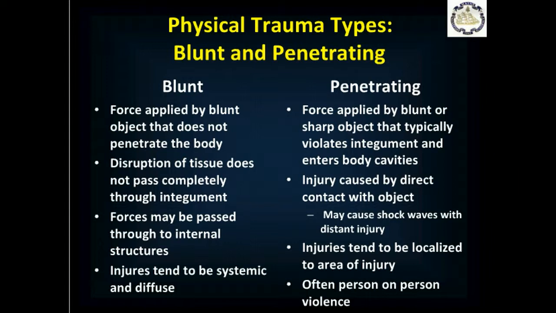And again, you can get the same transmission of energy through the incompressible fluids and injure other organs, but the major injuries tend to be from the object themselves. And because of that, they tend to be localized there. And this is the typical knife and gun club person-on-person violence.